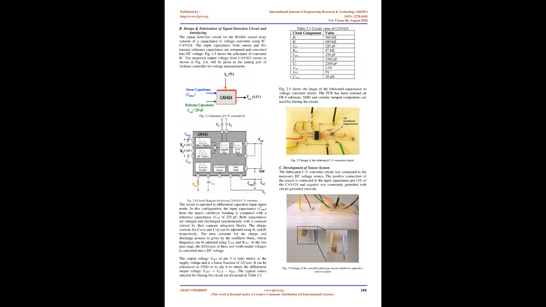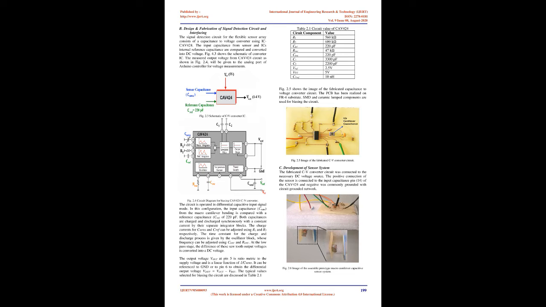B. Design and fabrication of signal detection circuit and interfacing. The signal detection circuit for the flexible sensor array consists of a capacitance to voltage converter using IC CAV424. The input capacitance from the sensor and the IC's internal reference capacitance are compared and converted into DC voltage. Fig 2.3 shows the schematic of the converter IC. The measured output voltage from the CAV424 circuit, as shown in Fig 2.4, will be given to the analog port of an Arduino controller for voltage measurements. Fig 2.4: circuit diagram for biasing CAV424 CV converter.